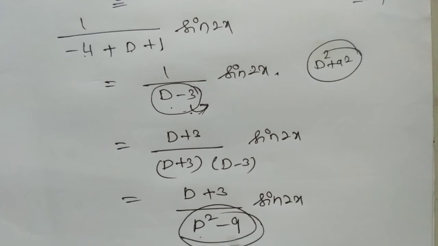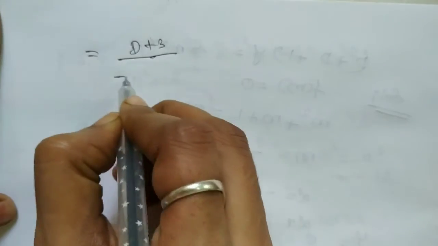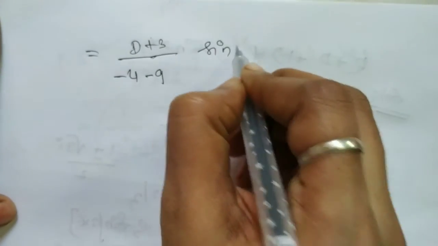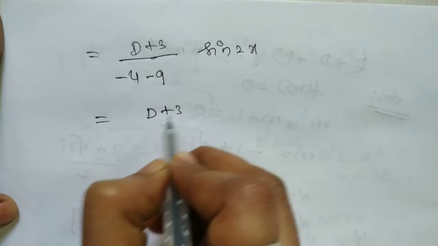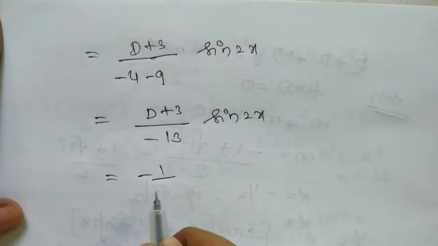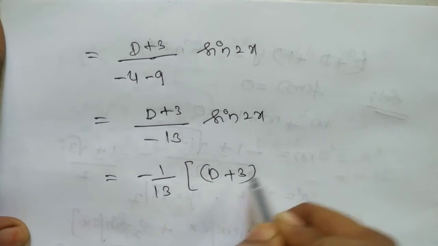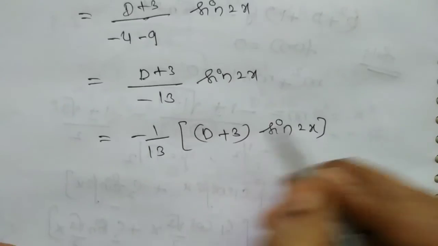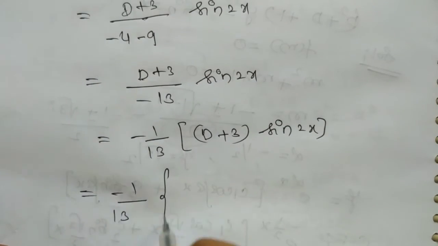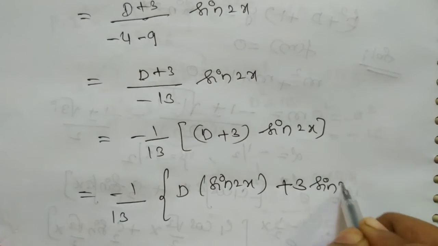So therefore, here again substituting D square equal to minus 4, D plus 3 by minus 4 minus 9 sin 2x. Therefore, D plus 3 by minus 13 sin 2x. So minus 1 by 13 of D plus 3 into sin 2x, so minus 1 by 13 of D of sin 2x plus 3 sin 2x.